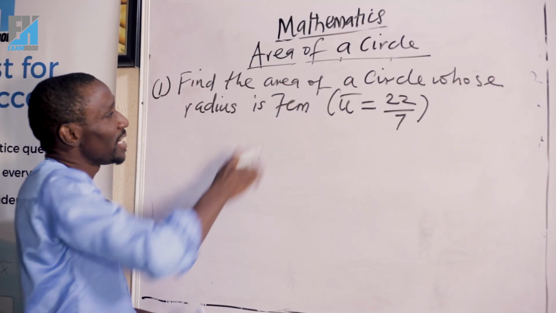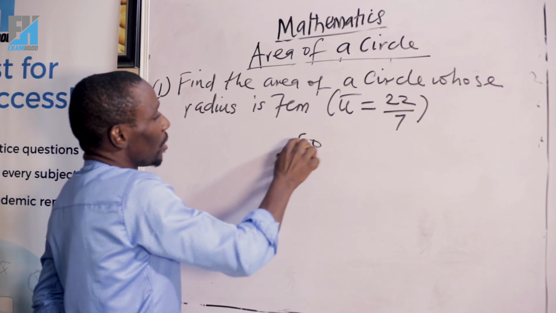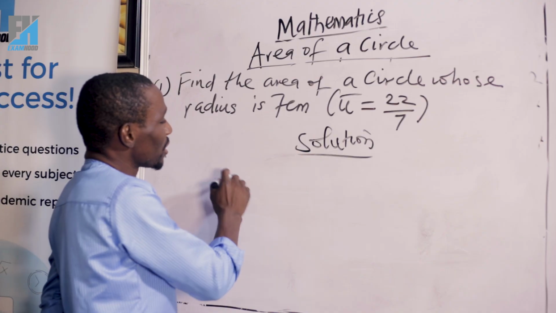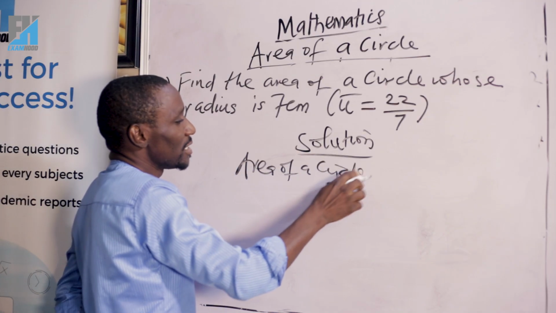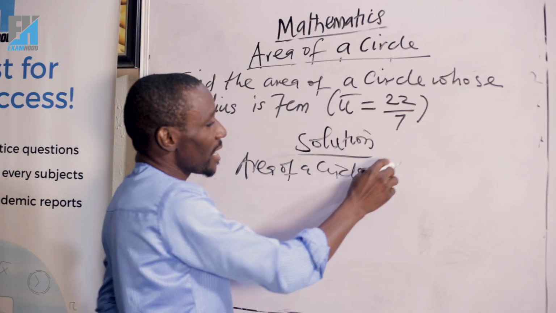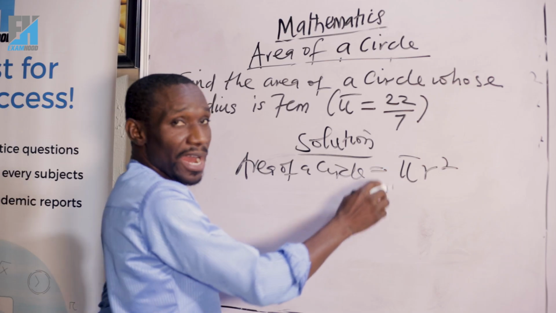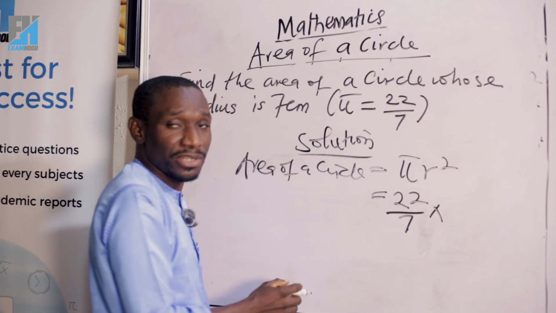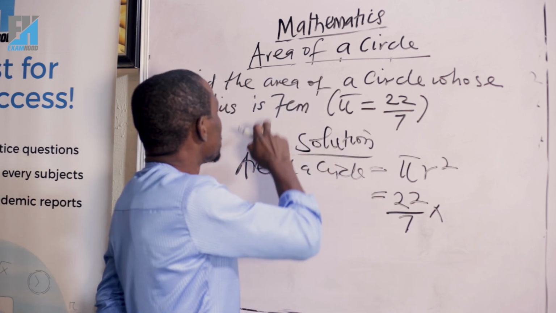The question says find the area of a circle whose radius is 7 centimeter. So what's the formula for area of a circle? The formula is given by pi r squared. Pi is 22 over 7, and r is the radius, which is a distance from the center to the circumference. Radius is given to be 7.